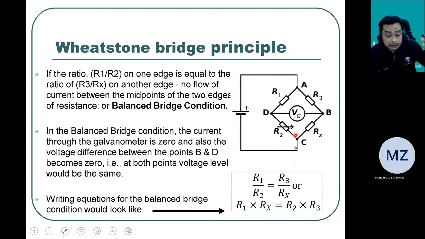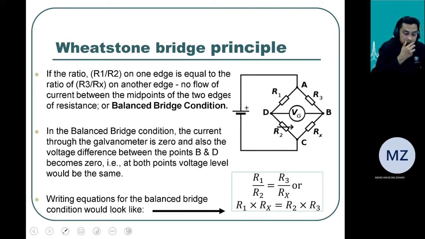To make sure it is balanced, we need to also increase R2. We increase R2 until the Vg is 0. Vg is 0 means it has balance. Because we look at Vg being 0, then we know the value of R2. If we know the value of R2 and R1 and R3 are fixed values, then we can calculate for Rx.